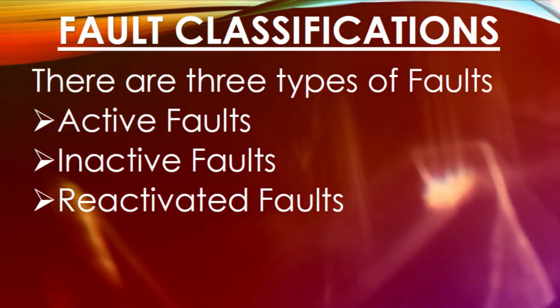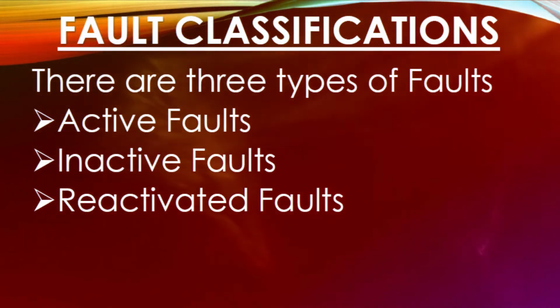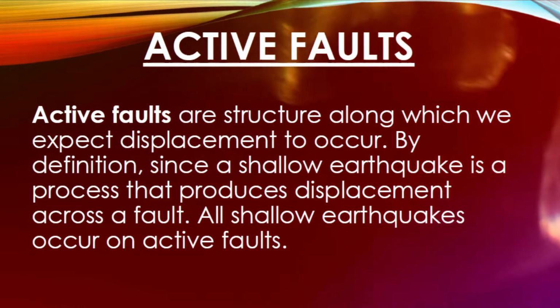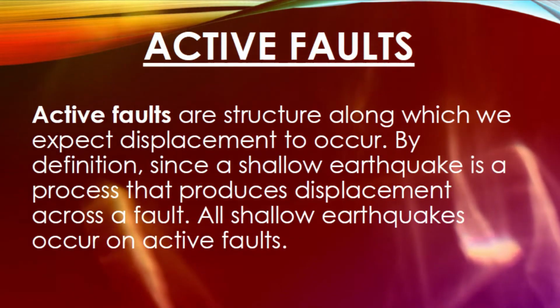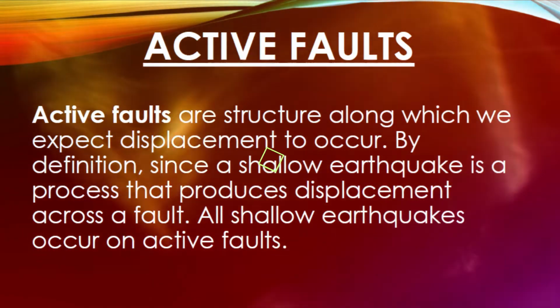Fault classifications. There are 3 types of faults: active faults, inactive faults, and reactivated faults. Active faults are structures along which we expect displacement to occur. By definition, since a shallow earthquake is a process that produces displacement across a fault, all shallow earthquakes occur on active faults.